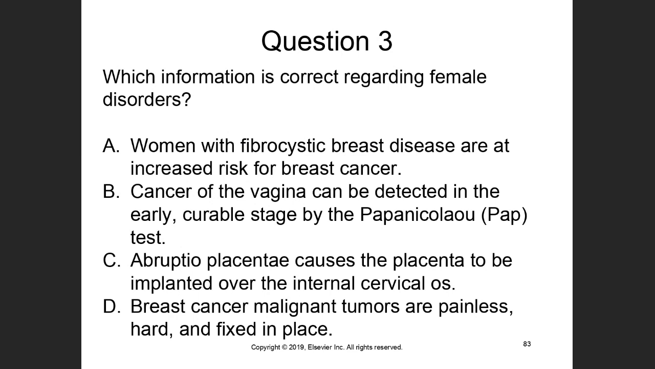And we have question number 3. Which information is correct regarding female disorders? Exactly. Breast cancer malignant tumors are painless, hard, and fixed in place, which means that they don't move. Any question from this chapter?